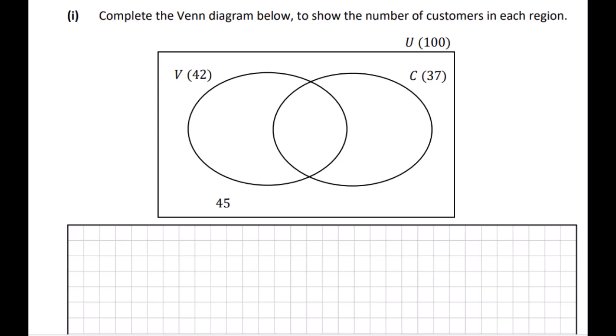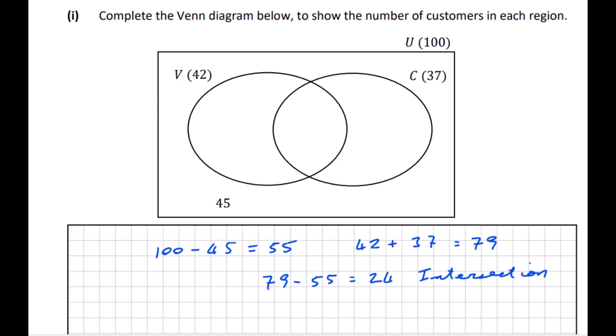So we want to see how many are inside these two sets here. It's going to be 100 minus 45, which is 55. We can see that the Venn diagram is made up of 42 and 37. If you take 42 and add 37, you get 79. We know that there are only 55 in there, so the overlap must be the difference between these two numbers. If we take 79 subtract 55, that'll give us 24, and this is the intersection then.